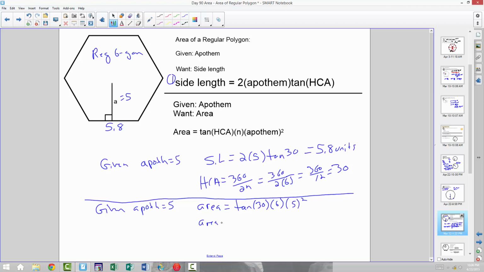So area equals tangent of 30 times 6 times 5 squared. Entering that onto your calculator, the area is 86.6 units squared. So there's your 2 examples. Given the apothem of a regular polygon, you should be able to find the side length, and you should also be able to find the area.